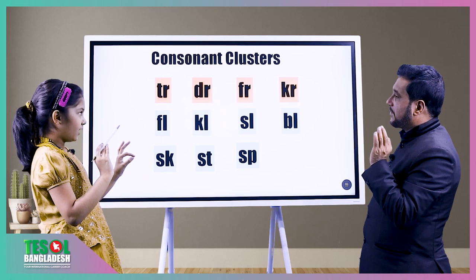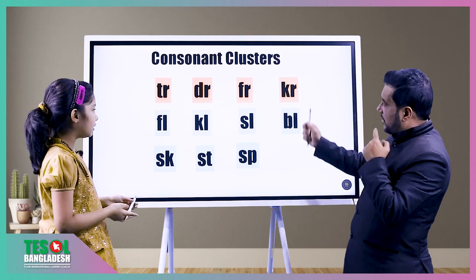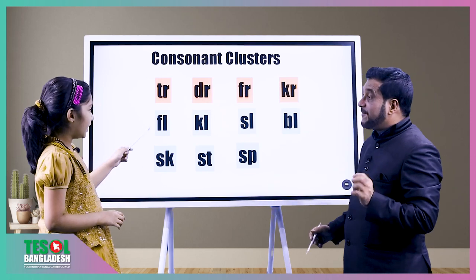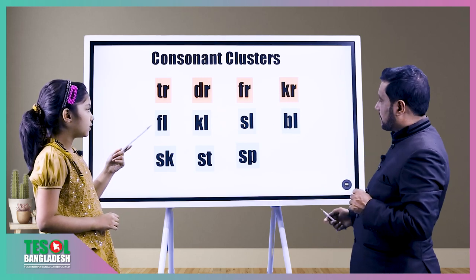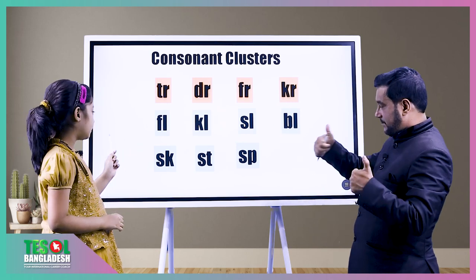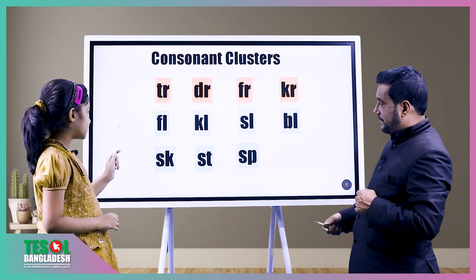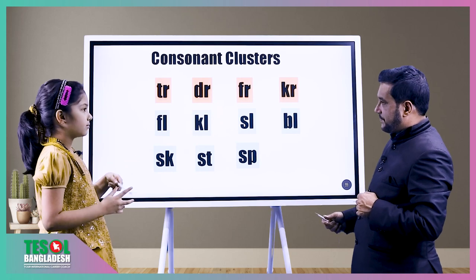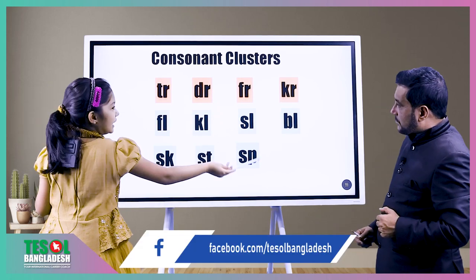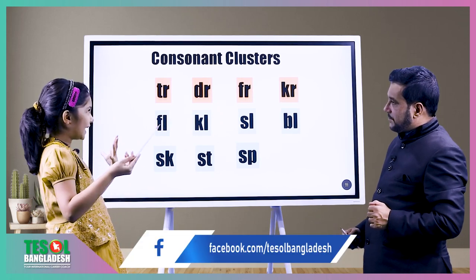Fra fra fra. Kra kra kra and then fla fla fla. Cluck, cluck, cluck. Sluck, sluck, sluck. Bluck, bluck. Ska, ska. Sta, sta, sta. Spa, spa, spa. These two sounds sound like spa.